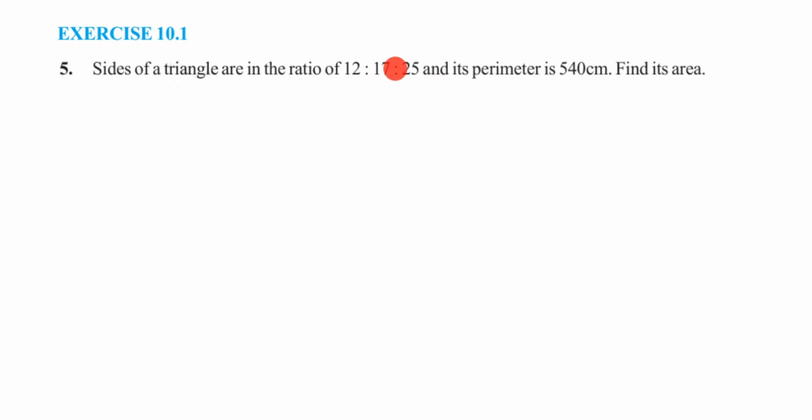And we can write the sides as a equals 12x, b equals 17x and c equals 25x, where x could be any number. It's a common factor. I hope you understood what I'm saying. Okay, let me just give you an example. What is this common factor?